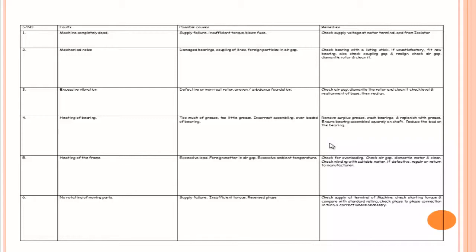We also have another fault, which is non-rotation of the moving parts, and the most likely possible causes are supply failure, insufficient torque, or reversed phase. Then what you need to do as remedies for this case is to check supply at the terminal of the machine, check the starting torque and compare with the standard rating, check the phase connection in turn, and then correct where necessary.